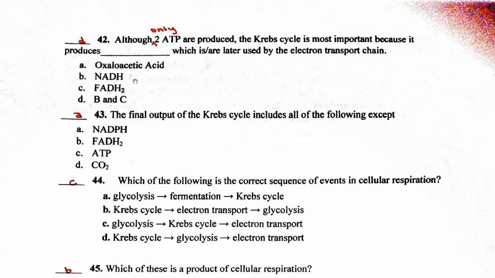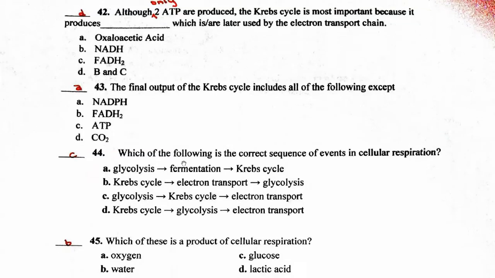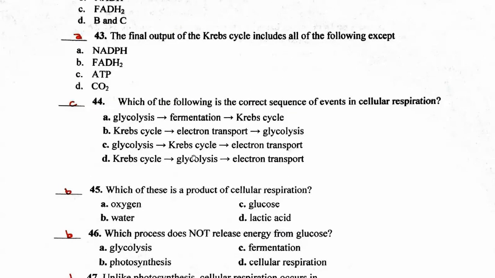Well, it's producing NADH and FADH2, and these give your electron transport chain the electrons that it needs, because when they deliver it, they then become NAD plus and FAD. Okay, so the answer is D. The final output of the Krebs cycle includes all of the following except what?